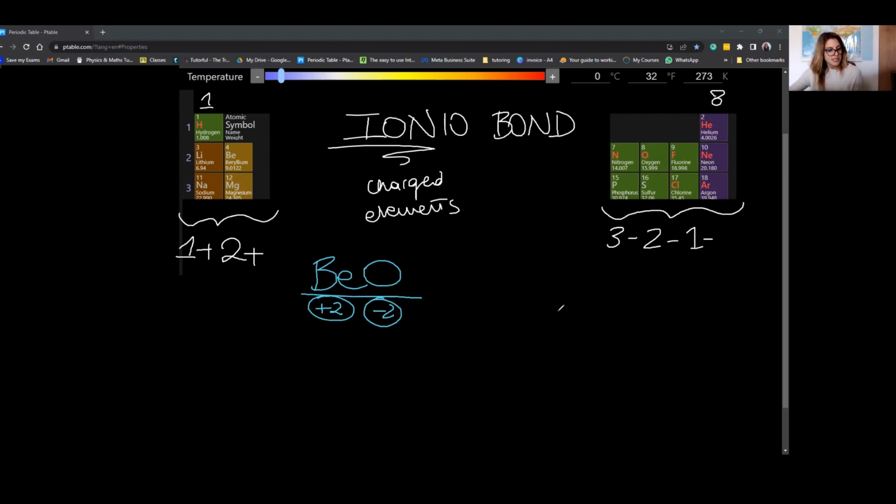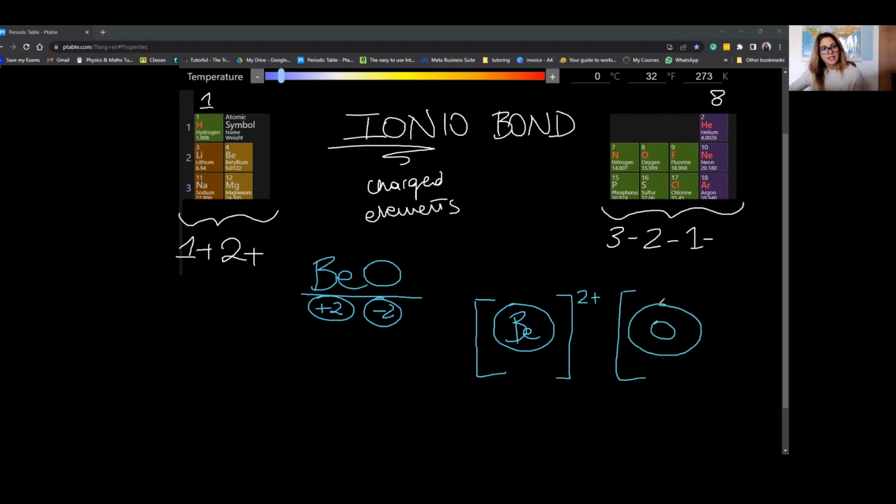So how would that look as a dot and cross diagram? Well, beryllium has lost its 2 electrons, so it has an empty outer shell. We don't need to draw all of the others, but we need to put the charge outside the bracket. And what has happened to oxygen? Oxygen had 6 electrons, so it would be 1, 2, 3, 4, 5, 6, and it has gained 2. And these 2 came from beryllium, so we need to show them with a different symbol. And it has a charge of 2-.